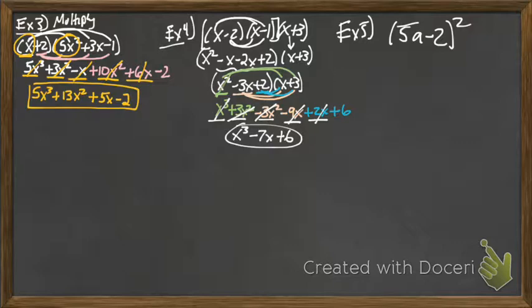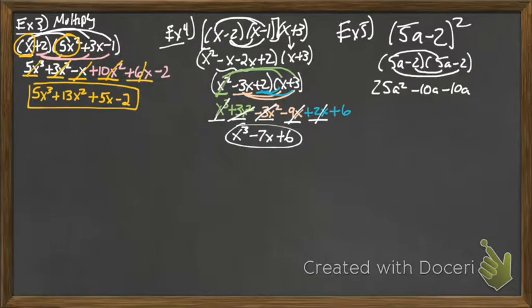If you have a binomial squared, you know that really means 5a minus 2 is a product of itself. And there's 2 factors there. You really just have to FOIL this out. 5a times 5a is 25a squared. You're going to get a 5a times negative 2, a negative 10a. And in the middle, another negative 10a. And then negative 2 times negative 2 makes positive 4. If you add the like terms, you're going to get 25a squared minus 20a's plus 4.